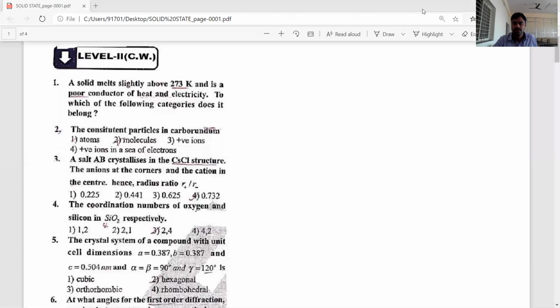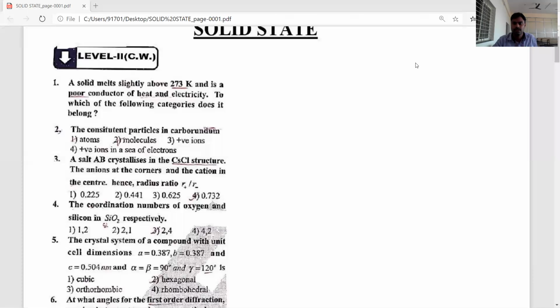See here, we have studied the classification of solids. Solids are of two types. It's very clear. One is crystalline, and the second one is amorphous. Again, the crystalline solids are classified into four types.